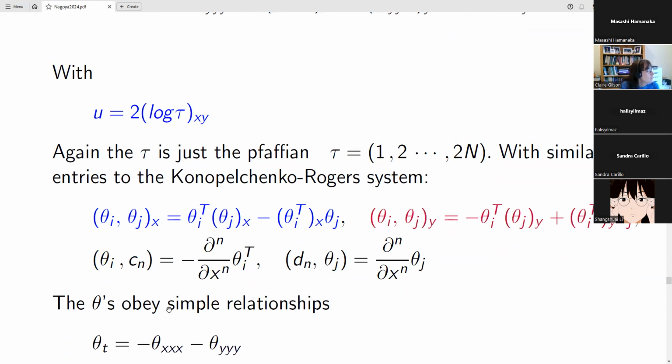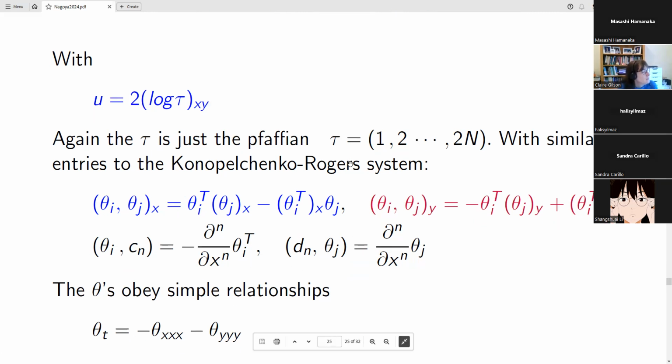So the thetas in this one obey a simple relationship where theta t is given by minus 3 derivatives with respect to x, minus 3 derivatives with respect to y. So all these thetas in their simplest form are just going to be a sum of exponentials with things like kx plus py plus something like k cubed t plus p cubed t. So they're going to be simple exponentials.